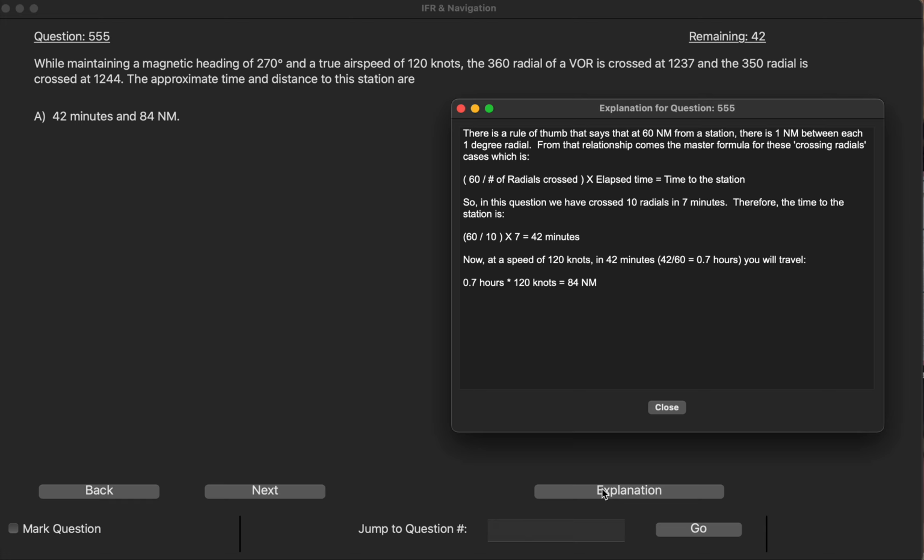So you're going to cross 10 degrees of radial, 60 divided by 10 in 7 minutes, because that's how long it took, equals 42 minutes. At a speed of 120 knots in 42 minutes, 0.7 hours, you're going to travel 0.7 times 120, which is 84 nautical miles.